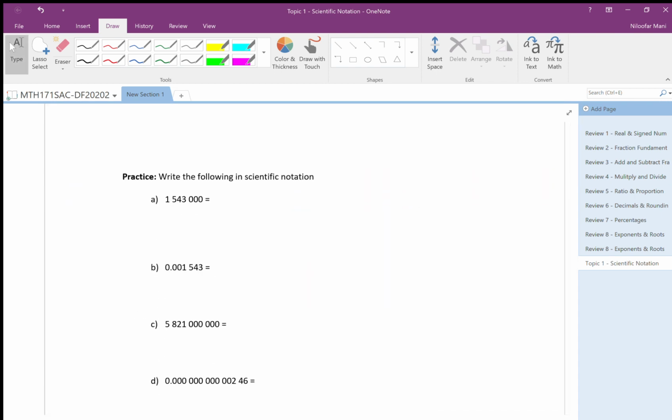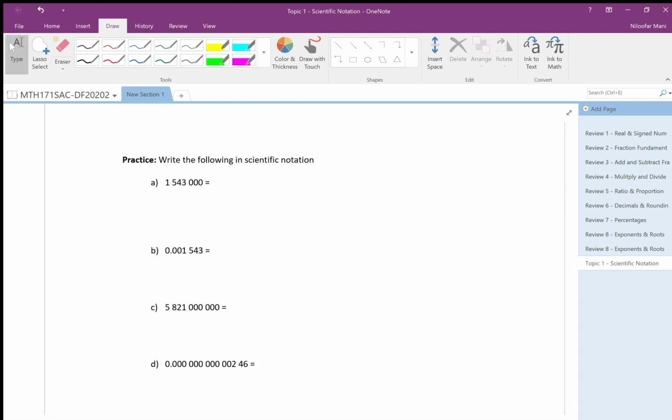How about here? Let's do this one. Let me just fix my position here. Do I have a decimal? No. So 1543000, I put the decimal at the end. My number is 1,543,000. I need to make my number 1.5 because I need 1 point something to 9 point something.